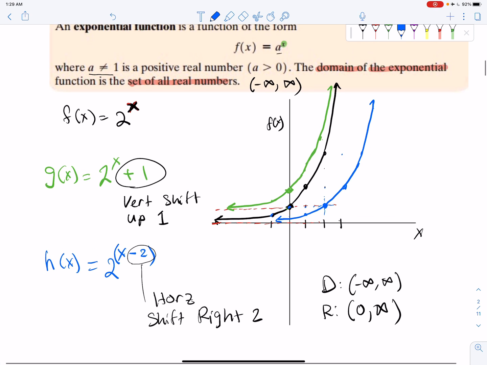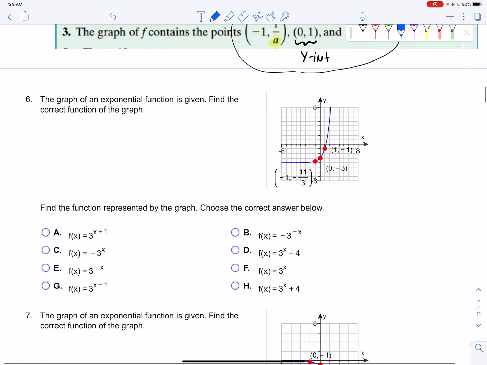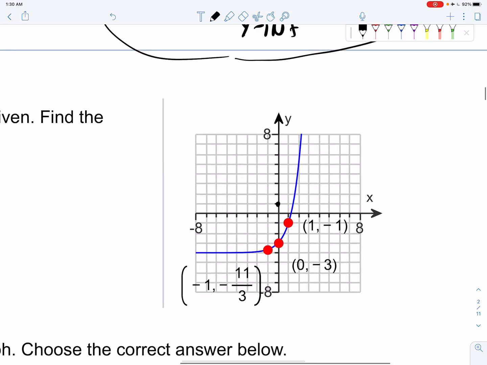Okay, so let's take a look now and see if we can implement those ideas. They're asking us to pick the graph, and you got A through H. There's a whole bunch of them. But what I can see here is a normal parent graph. If I'm looking at this thing, a normal parent graph would be crossing right here, right? Something like that.